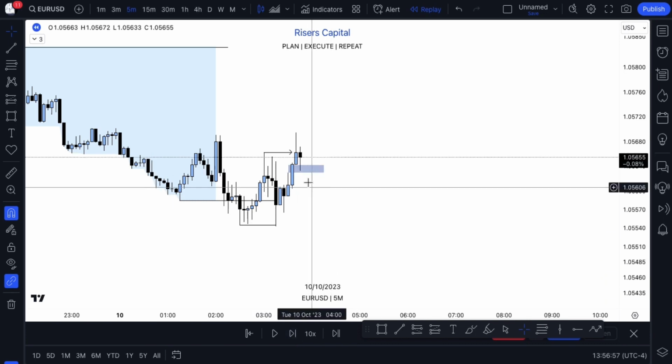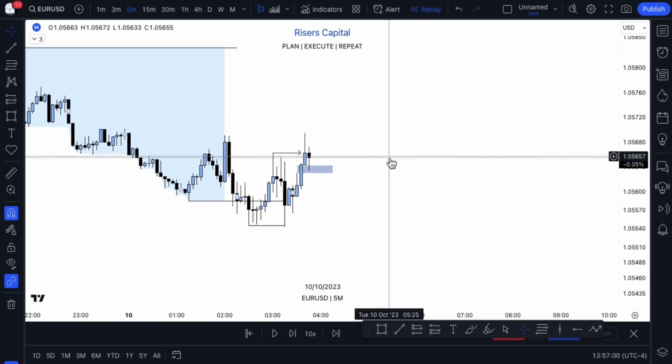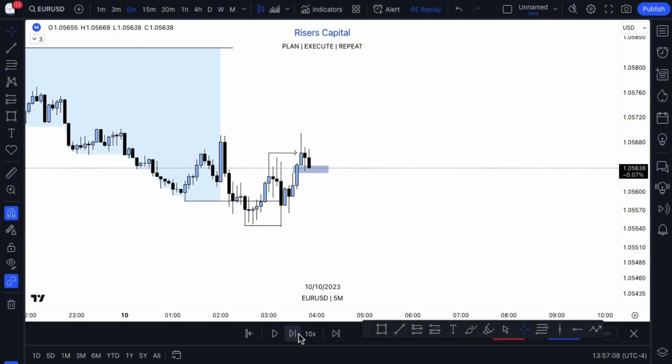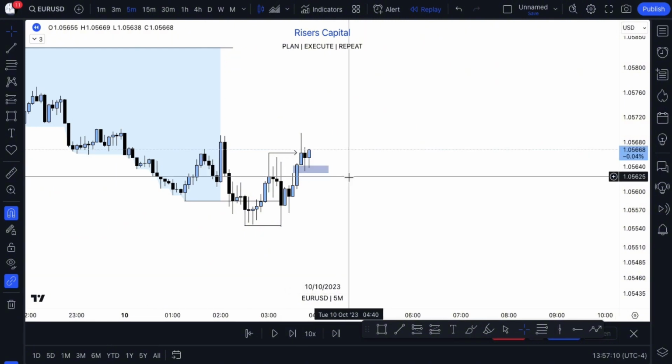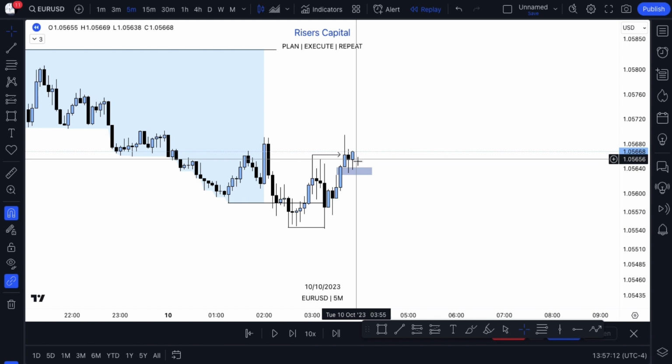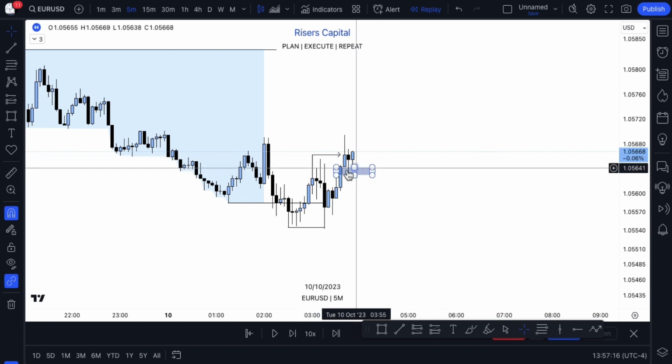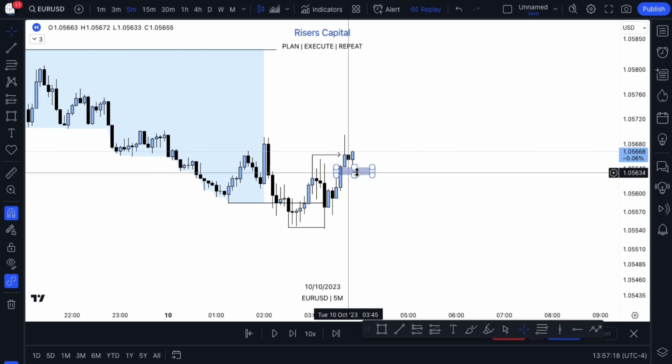Price comes into this fair value gap. Now, I didn't actually take my entry straight off the fair value gap in this example. I wanted further confirmation. I wanted price to actually move away from this fair value gap. And there we have it. Now we had this up close candle after touching into this fair value gap, showing us that price is respecting this fair value gap.